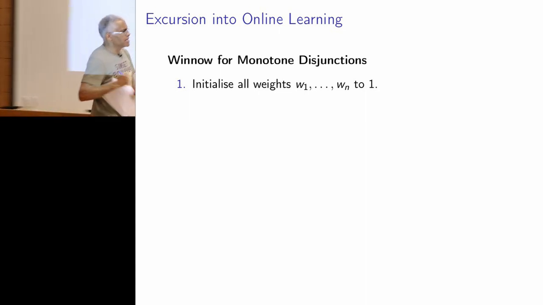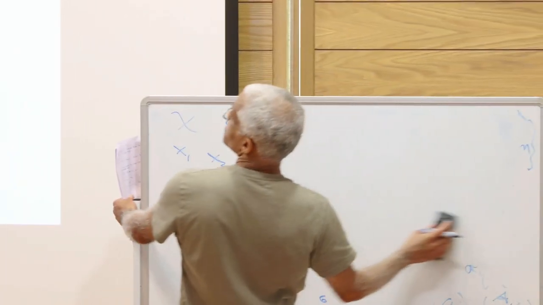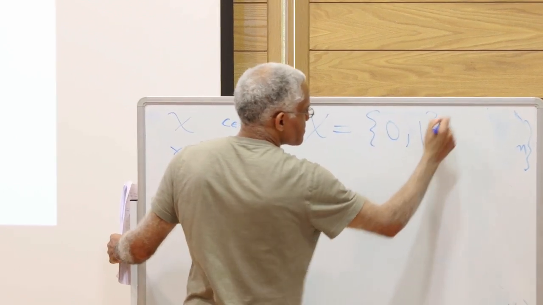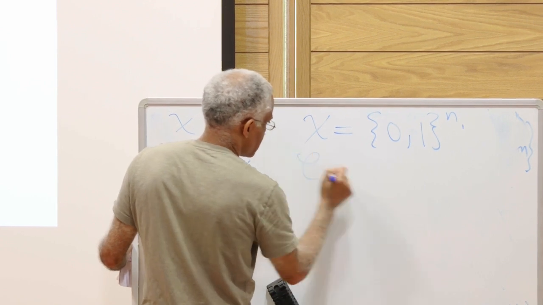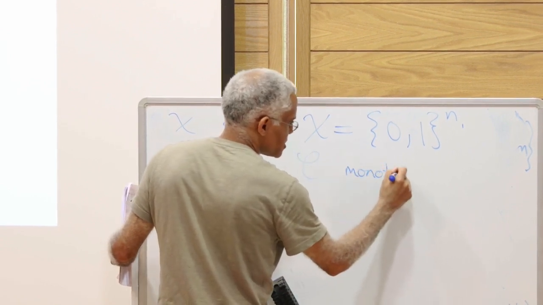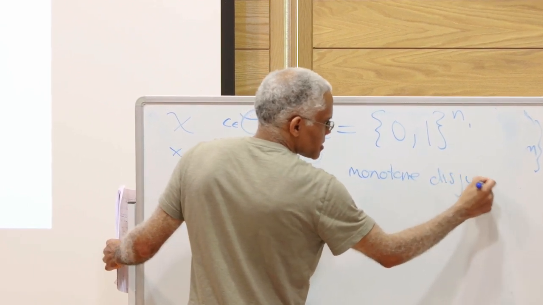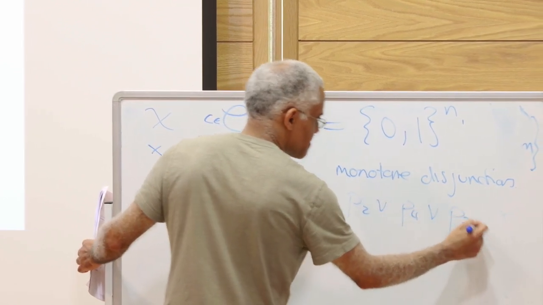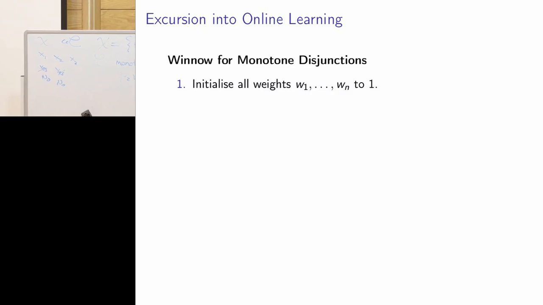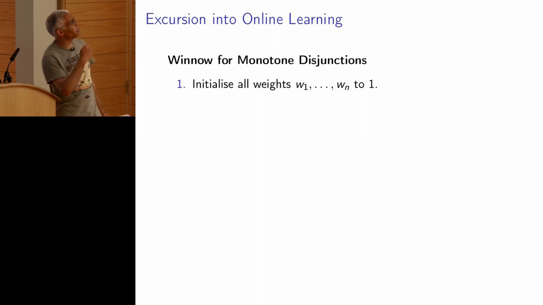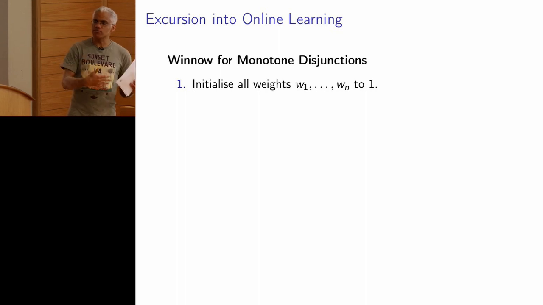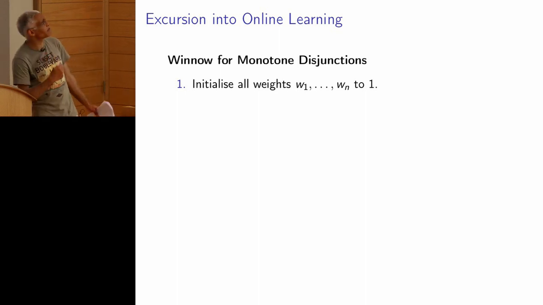So the concept class here is the class of monotone disjunctions. So the input space here is {0,1}^n. And the concept class is propositional formulas, monotone disjunctions. So they are things of the form P2 or P4 or P7. Okay, and what's the desideratum of the learning algorithm? We want to give a mistake bound. We want to give a bound on the total number of mistakes we make until we're perfect, until every prediction we make is matched by the referee.